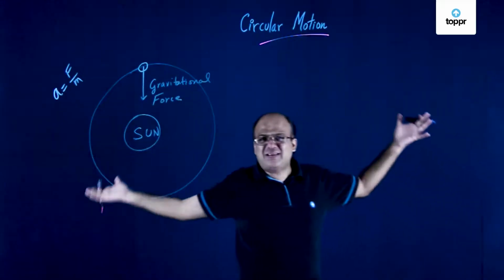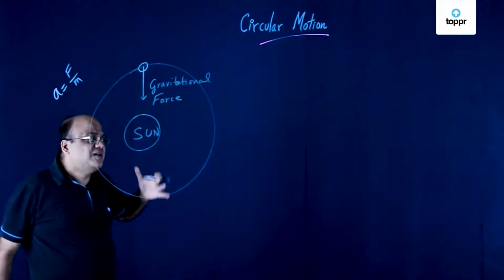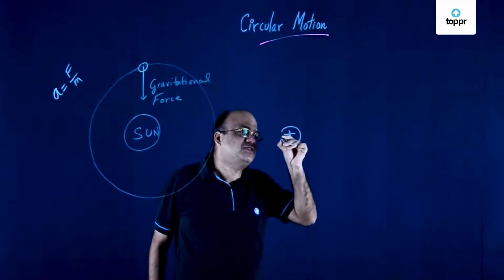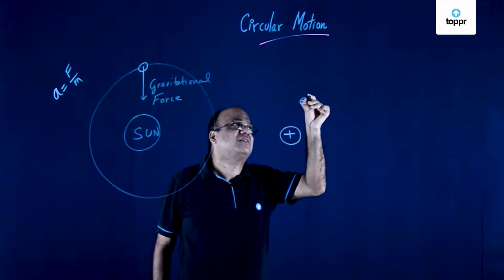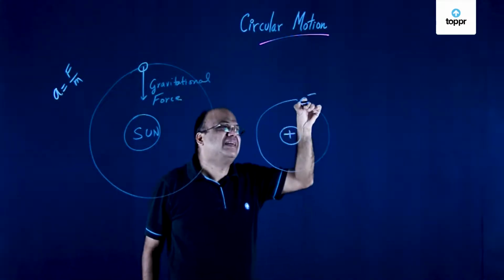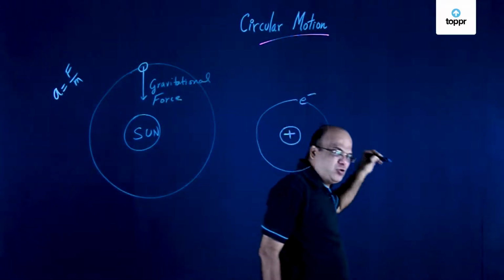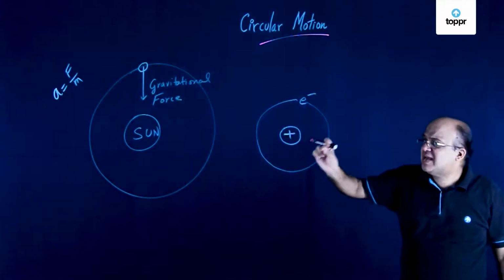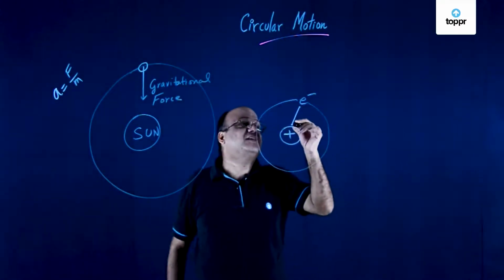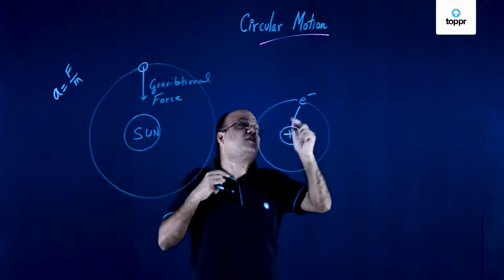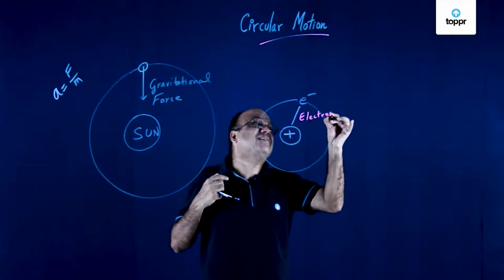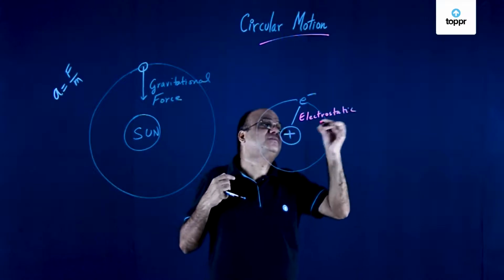If you look at an atom, there's a nucleus with a plus charge. And there's an electron here, moving in a circular orbit, at least in the Bohr model. Here, it is the electrostatic force of attraction between the electron and the nucleus that provides the necessary centripetal force.